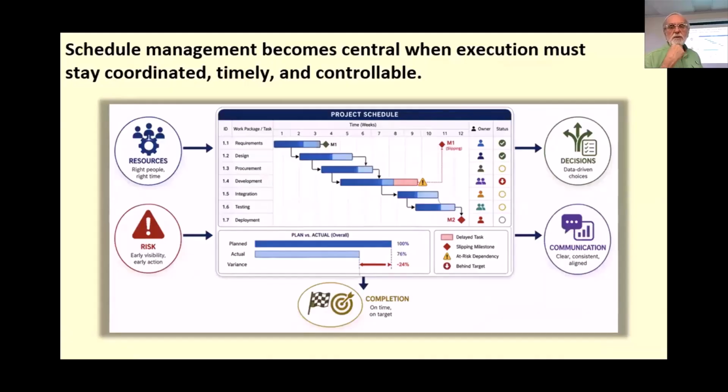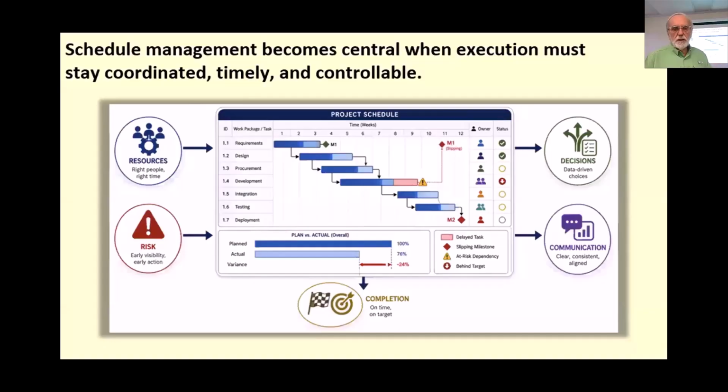Schedule management becomes central when execution must stay coordinated, timely, and controllable. As projects move from planning into execution, schedule management becomes one of the most central management activities. At this point, the schedule's no longer just a planning artifact. It becomes a coordination tool that helps organize work across tasks, dependencies, milestones, resources, and deadlines. We're talking about the schedule as a coordination tool.